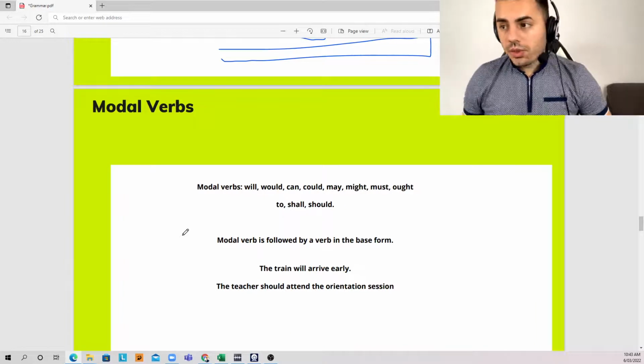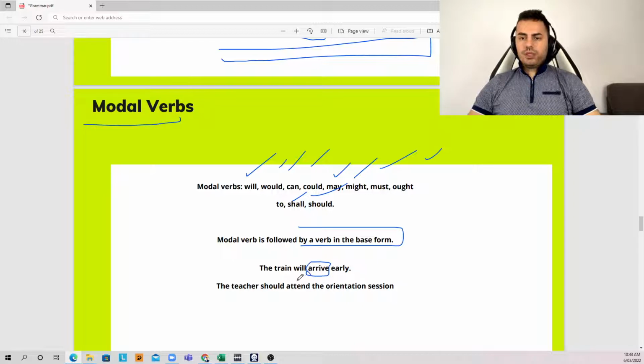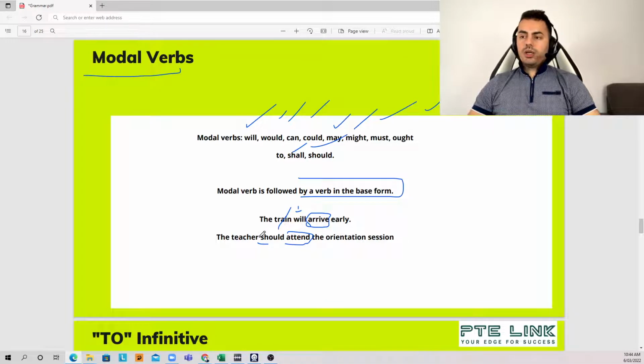Another grammar rule I want to talk about today is modal verbs. What are modal verbs? Will, would, can, could, may, might, must, ought to, shall, should. A modal verb is followed by a verb in the base form. For example, the train will arrive early. Whether it was train or trains, it doesn't matter. As long as you have a modal verb, the main verb afterwards should be in the base form. The train will arrive. The train will leave. The teacher should attend, or the teachers should attend, all the time in the base form. Which means if you've got a sentence with a modal verb followed by an empty gap, you are looking at the verb in the base form from the given options.